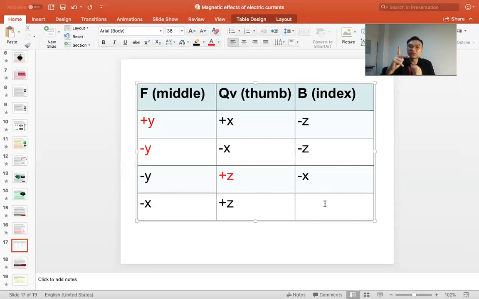And for this one, my middle finger is negative X, and my qv is positive Z. Where is my positive Z? This is out of the board. Where is my index finger? My index finger is upward, so this is going to be positive Y. I hope that by this time you already understand. However, if you're not sure or not really familiar, you can ask me about this.